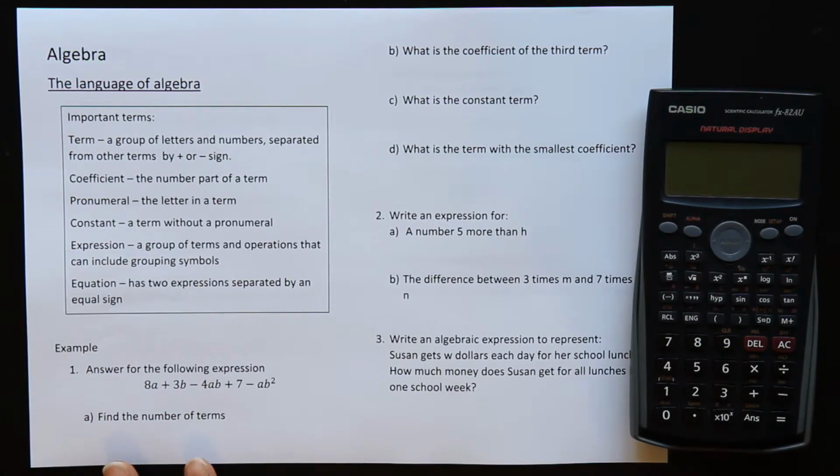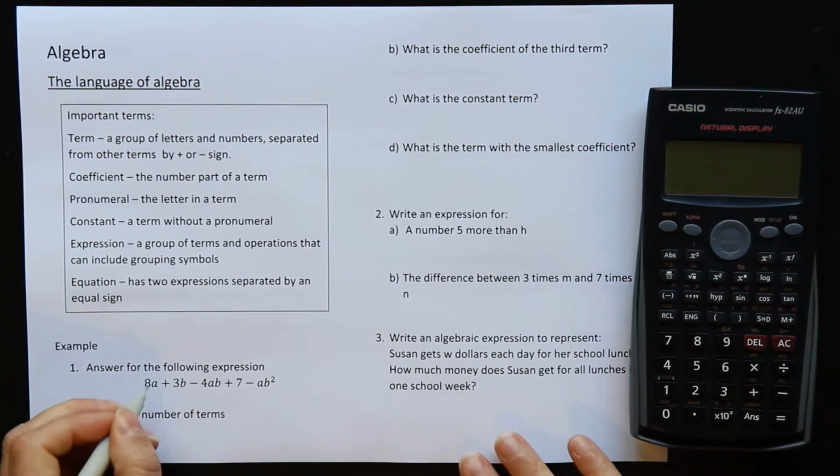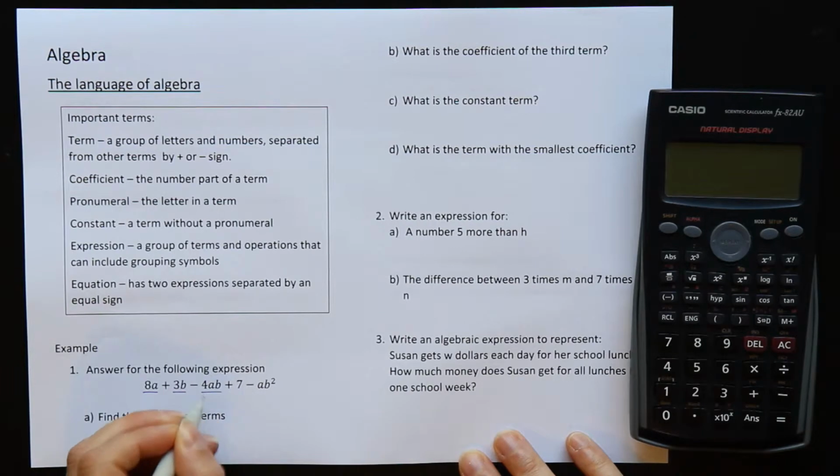So here are a few questions to answer where we need to know those terms in order to answer them. Question number 1, answer for the following expression. So here's my expression here: 8a plus 3b minus 4ab plus 7 minus ab squared. The first thing it says is find the number of terms. Well, as we said, terms are the things that are separated by plus and minus signs. So I have 1, 2, 3, 4, 5 terms.